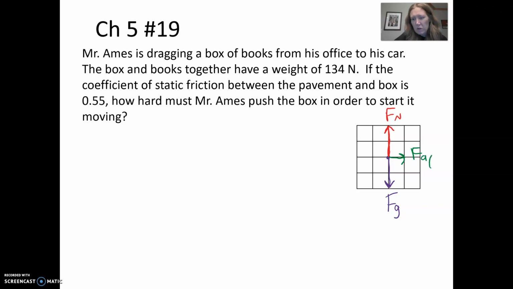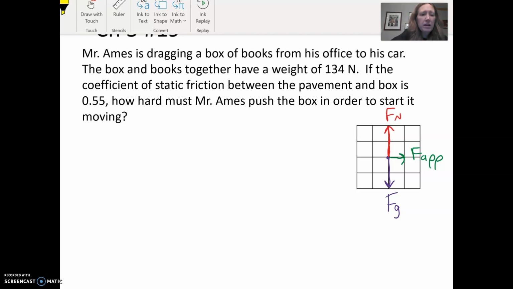Okay, so what's happening here is that in order to get the box to start moving, Mr. Ames has to push harder than the maximum force of static friction, and then it will move. And then you'll transition into the kinetic friction. But first he has to push harder than that maximum force of max resistance, okay? And that kind of tells you what his push force has to be, basically.